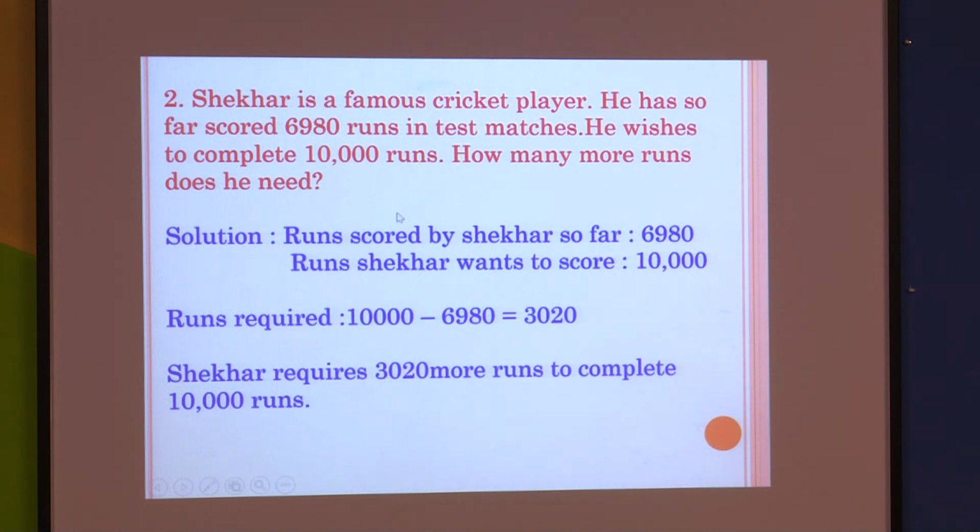Yes, exactly, we have to carry out subtraction. So, runs scored by Shekhar are 6,980 and he wants to score 10,000. We have to find the runs required by him. So, 10,000 minus 6,980. The answer is 3020. Shekhar requires 3020 more runs to complete 10,000 runs. Let us solve one more example.